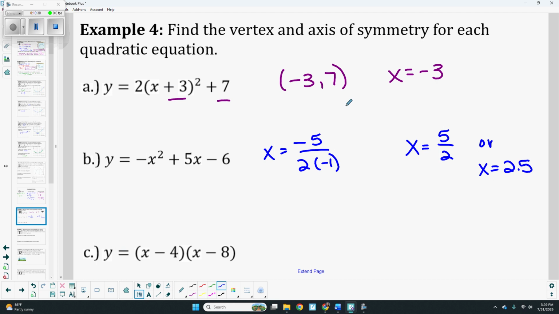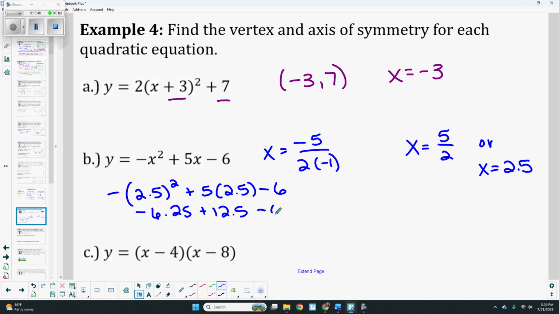But we still have to plug back in to find the rest of our vertex. So that's going to be a negative times 2.5 squared plus 5 times 2.5 minus 6. So this is negative 6.25 plus 12.5 minus 6, which overall turns into 0.25. So for our vertex, it's 2.5, comma 0.25.